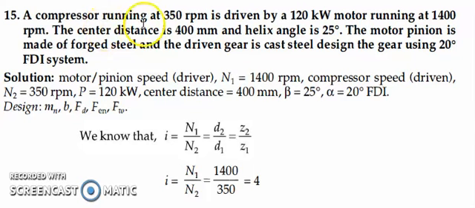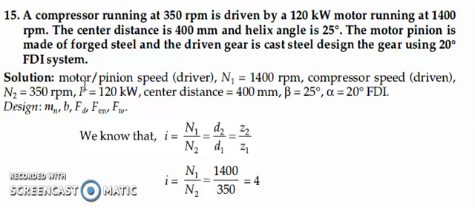A compressor running at 350 rpm is driven by a 120 kilowatt motor running at 1400 rpm. The center distance is 400 mm and the helix angle is 25 degrees. The motor pinion is made of forged steel and the driven gear is cast steel. Design the gear using a 20 degree full depth involute system.